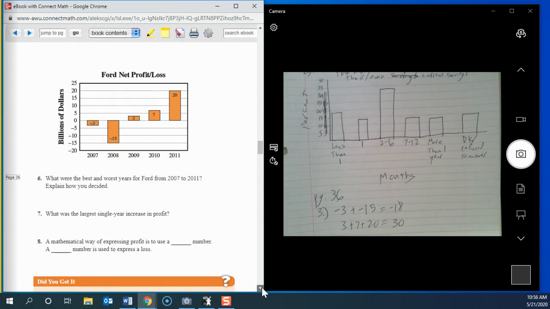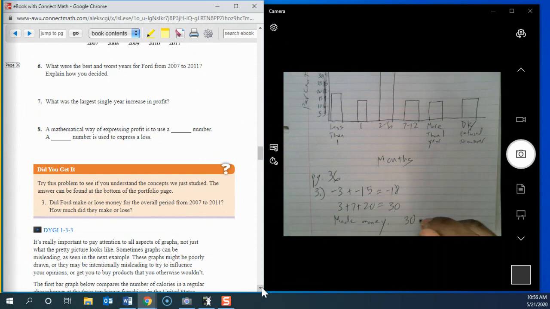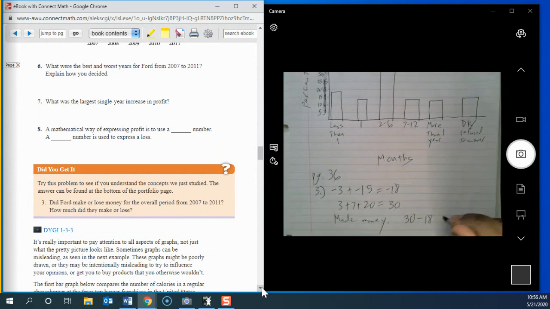So let's look again at that question. It says, did Ford make or lose money for the overall period for 2007 to 2011? They actually made money. And then they said, how much did they make or lose? Okay, so we would take the 30, which is how much they profited, minus the 18, which is their losses. So they actually made 12 billion. They made $12 billion.